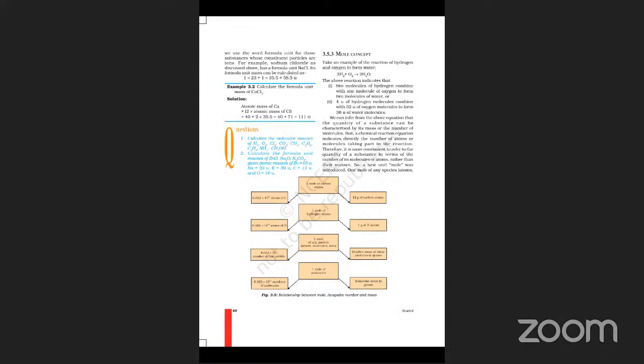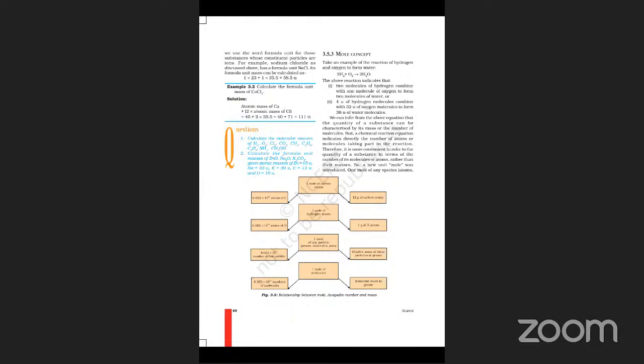So could you explain once again? Yes. We use the word formula unit for those substances whose constituent particles are ions. Getting? For example, NaCl. NaCl, you know how many ions are there in NaCl? Sodium 1 ion and chlorine 1 ion, right? So same way you have to calculate the formula unit mass of NaCl, that is 1 into 23 plus 1 into 35.5, that is equal to 58.5.